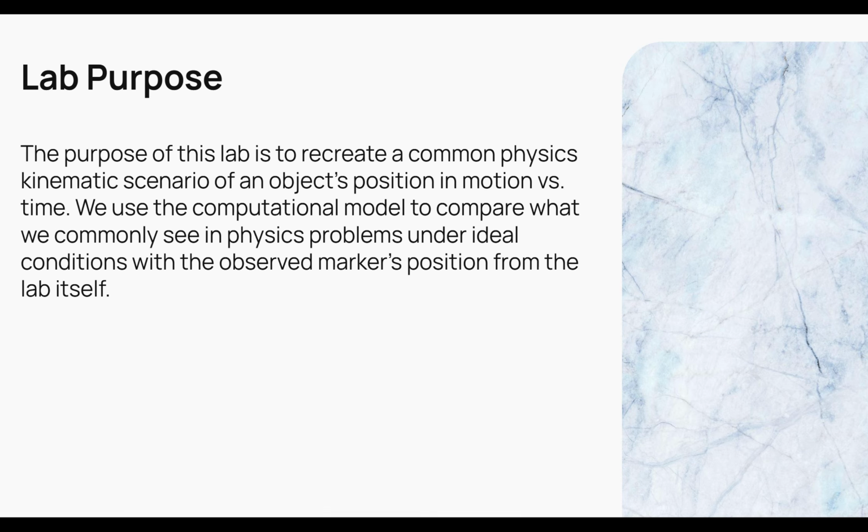The purpose of the lab is to simply recreate a common kinematic scenario of an object's position versus time. We use the computational model to compare what we usually see in physics problems under ideal conditions, which we'll also talk about later, with the observed model from the lab itself.